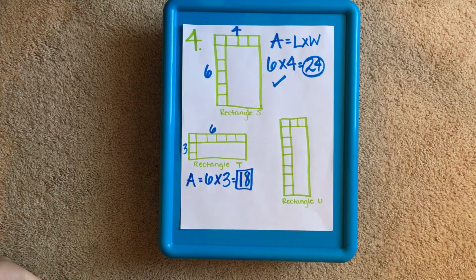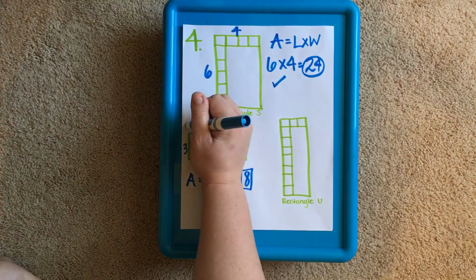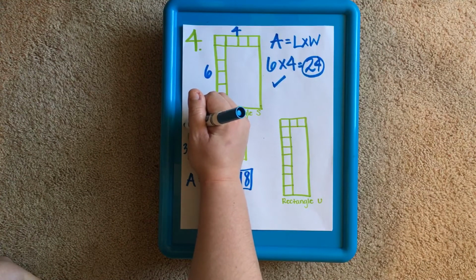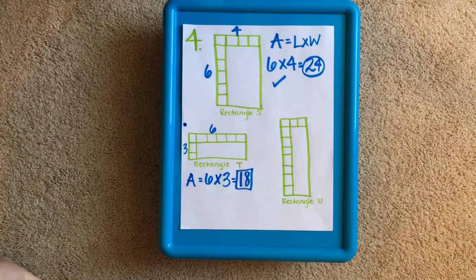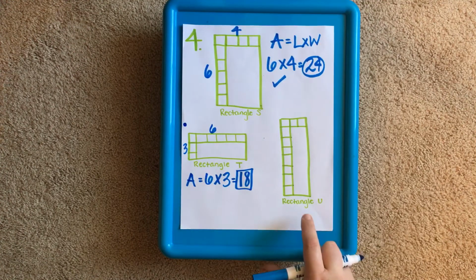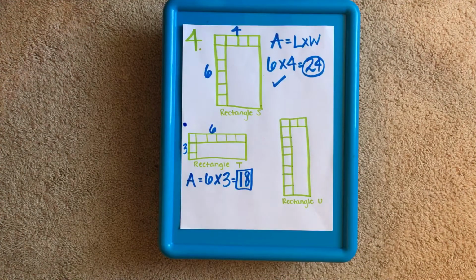Now, it's easy to see that 18 is not the same as 24. So I'm going to go ahead and put a little maybe dot by rectangle T, because this one definitely does not have an area of 24. But let's look at rectangle U.